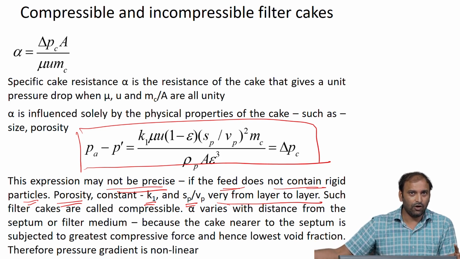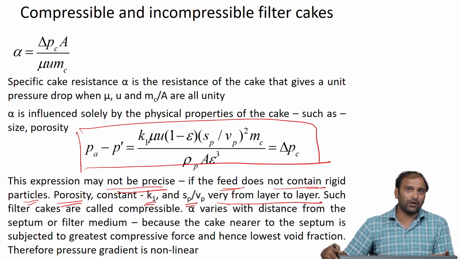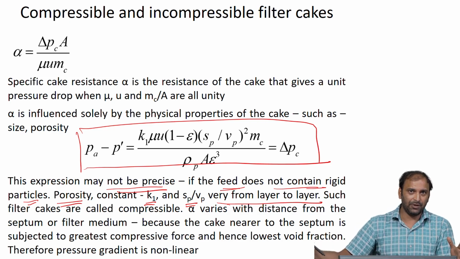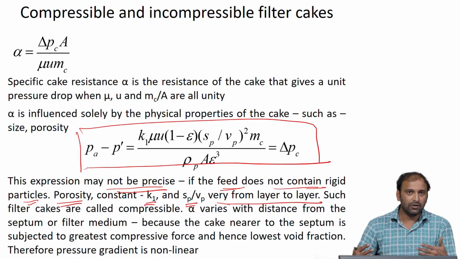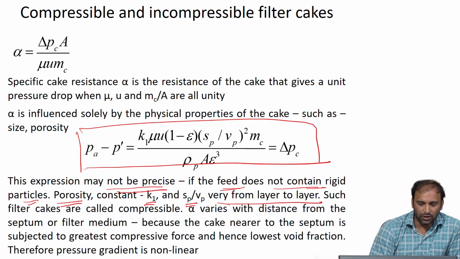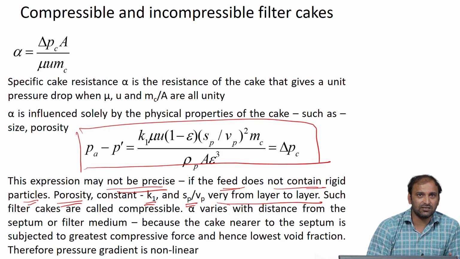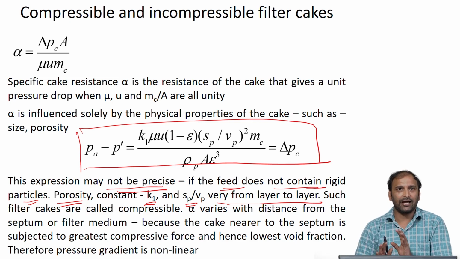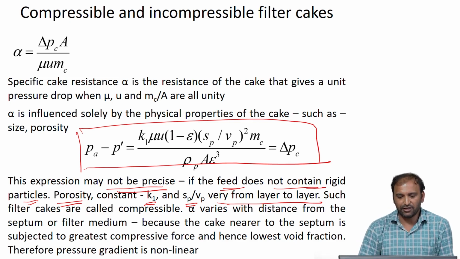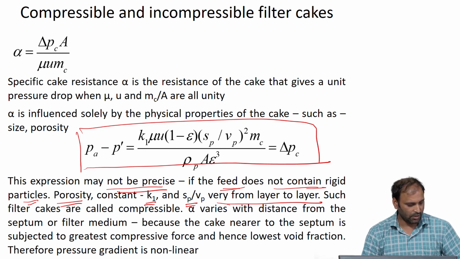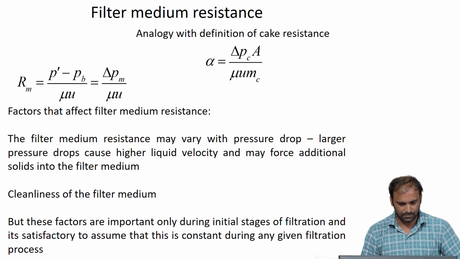upstream. Or if you have applied a larger pressure drop across the filter medium, there could be a compaction of the cake, which will lead to spatial variation in the porosity. Therefore, I may have to worry about non-linearity in such cases. However, for the case of an incompressible cake, I can assume a linear variation of pressure drop across the length of the bed.